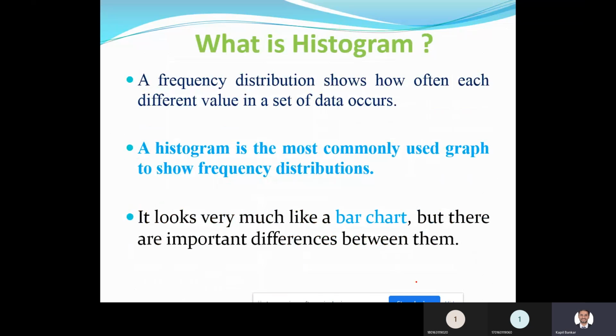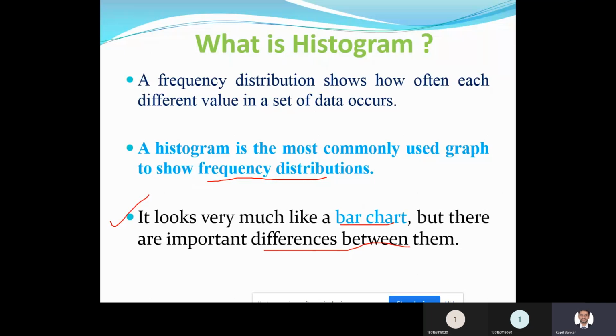Now what is a histogram? A frequency distribution shows how often each different value in a set of data occurs. Or you can also say that a histogram is the most commonly used graph to show frequency distribution. As I told you, it looks very much like a bar chart, but there are important differences between them.